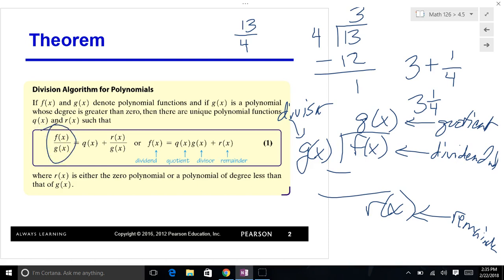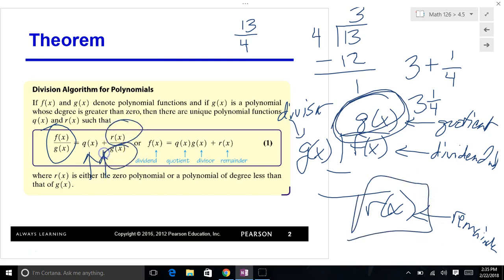So you can write that: f of x divided by g of x is q of x, the quotient, plus the remainder over our original divisor g of x. Another way to write that is in the alternative form. If you multiply both sides by g of x, then the dividend equals the quotient times the divisor plus the remainder. In other words, 13 equals the quotient 3 times the original divisor 4 plus the remainder 1.